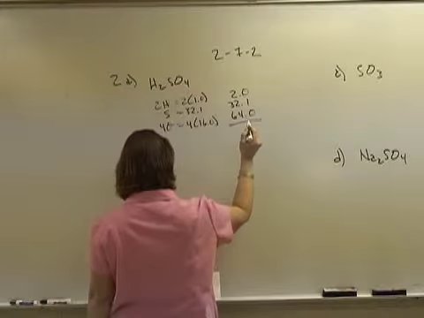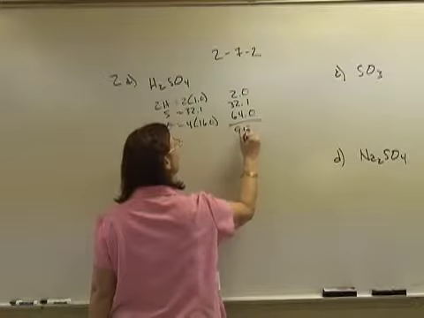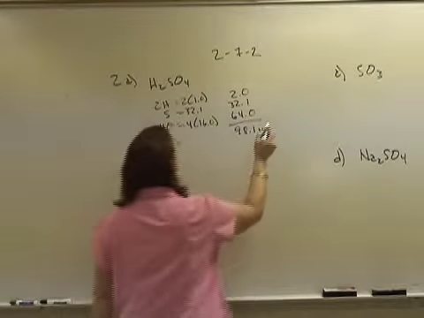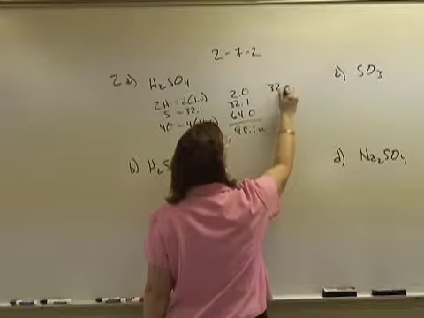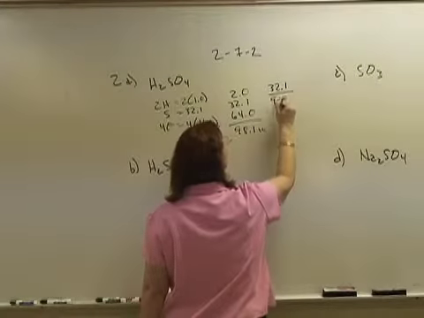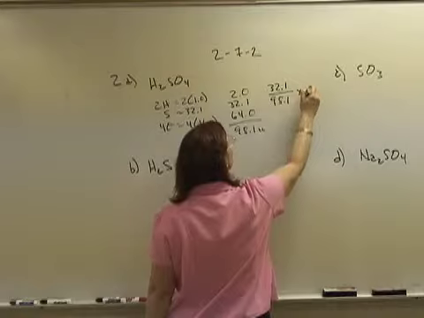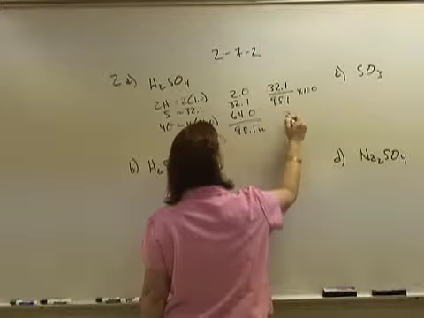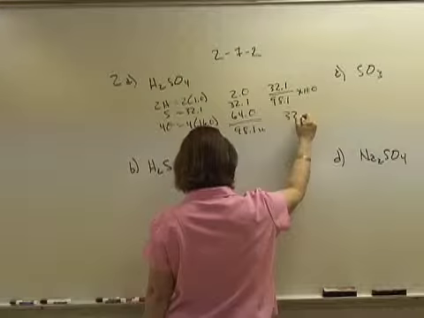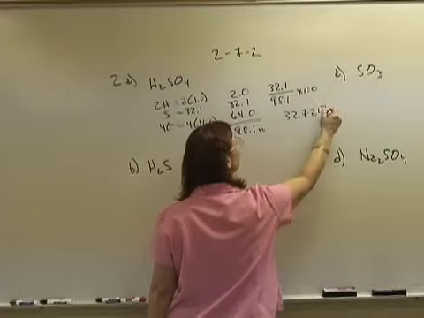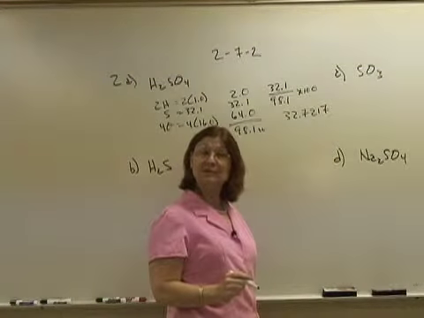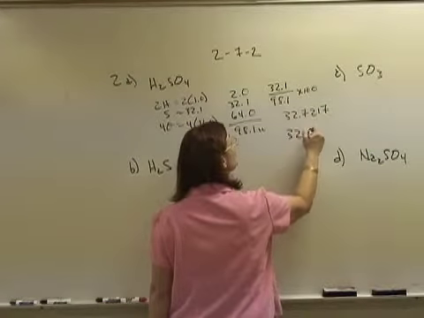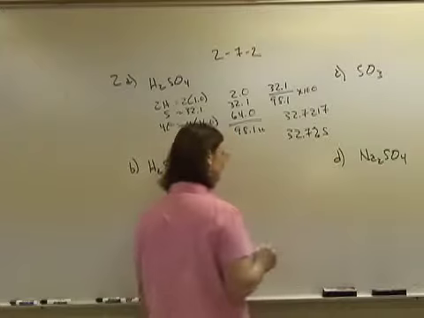And I get 98.1 AMU. Therefore, I take the mass of the sulfur divided by the total mass times 100, and I get 32.7217, and we always express percents to the tenths place. Therefore, my answer is 32.7% sulfur.